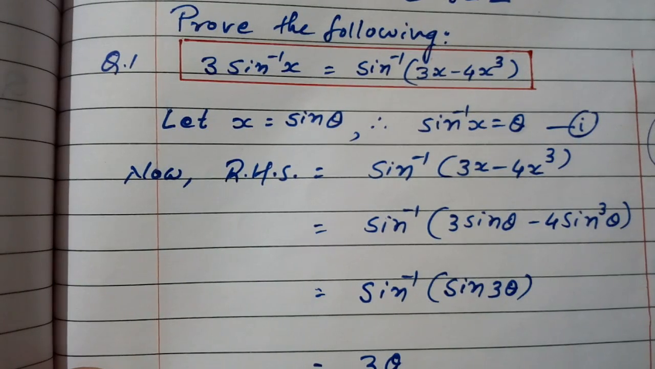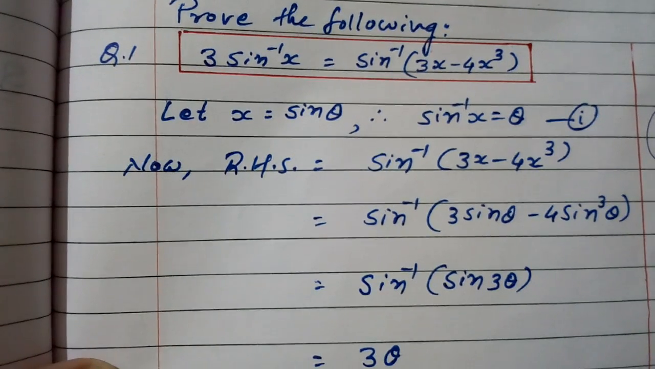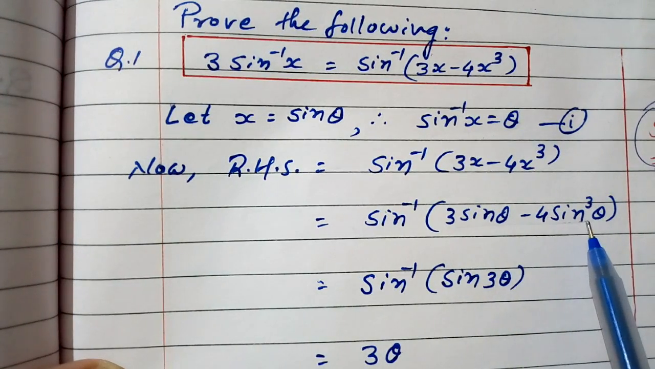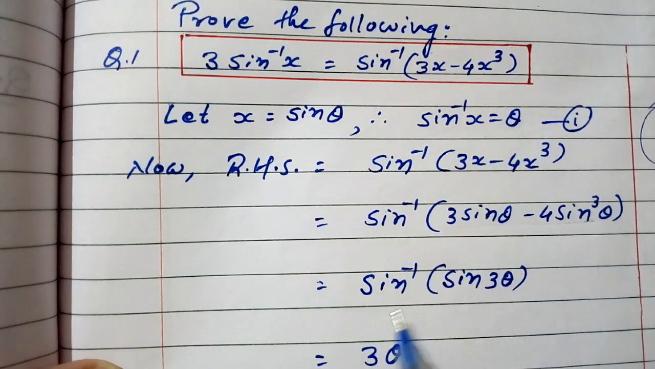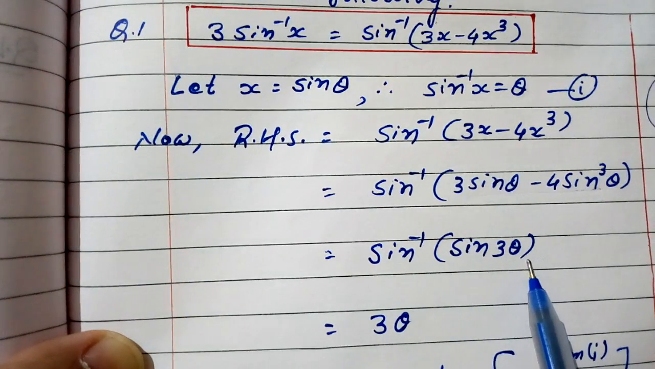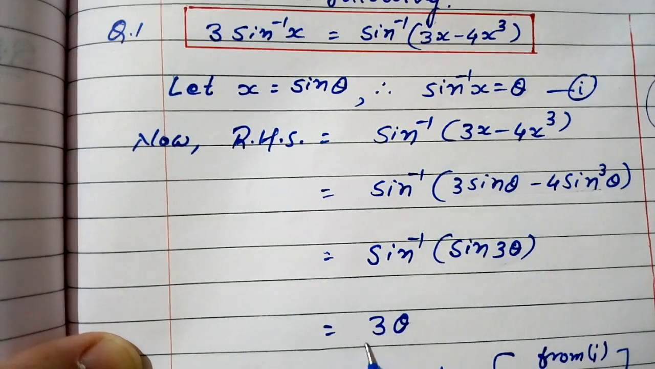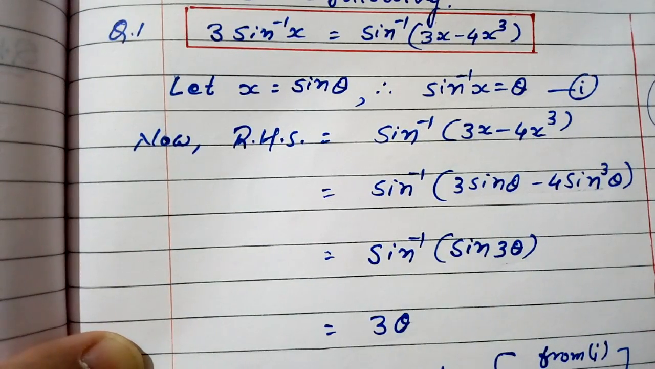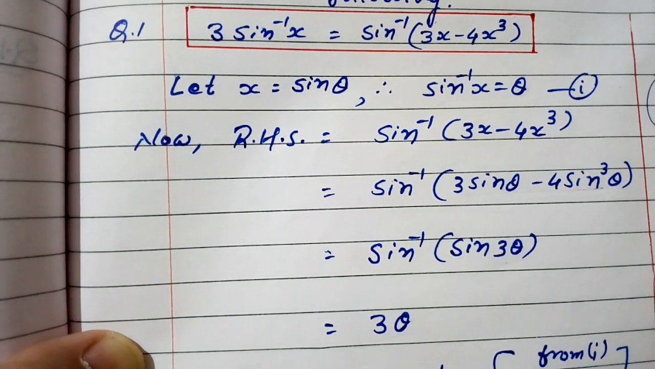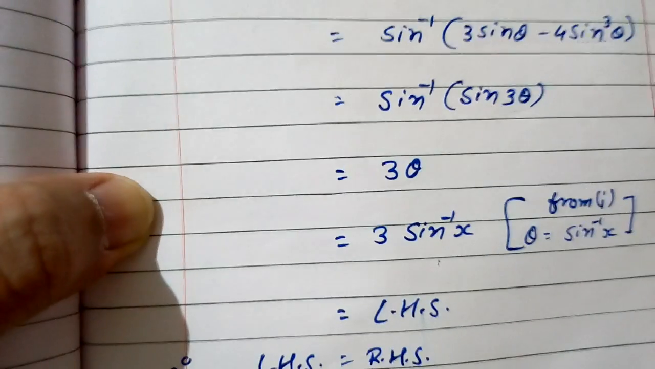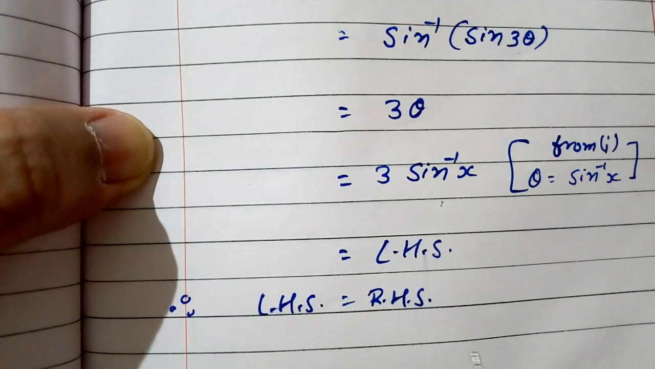Right hand side, sin inverse of 3x minus 4x cube. Instead of x we are putting sin theta. Sin inverse of 3 sin theta minus 4 sin cube theta. We know that 3 sin theta minus 4 sin cube theta is sin 3 theta. So sin inverse sin 3 theta, sin inverse and sin cancel. So we are getting 3 theta. Instead of theta, from the first result we can write sin inverse x. That is your LHS. So we conclude that LHS equals RHS.